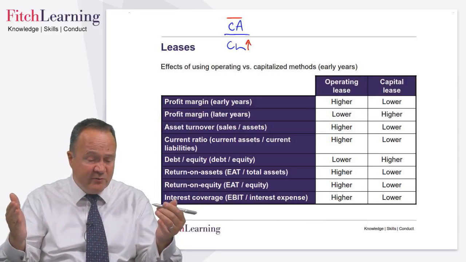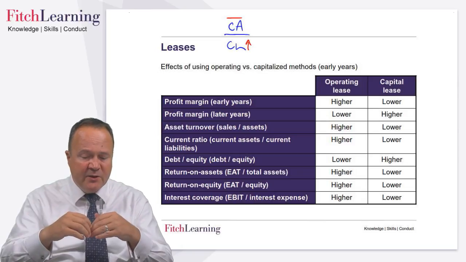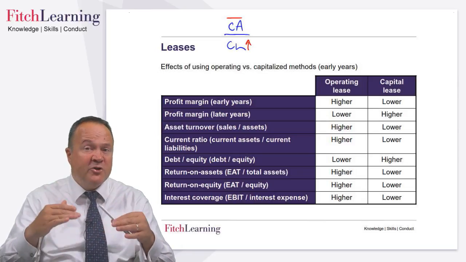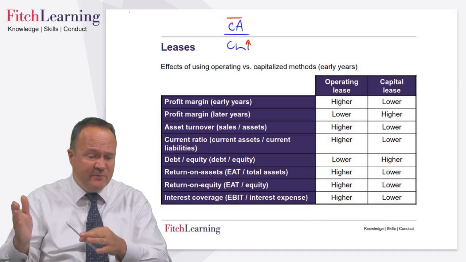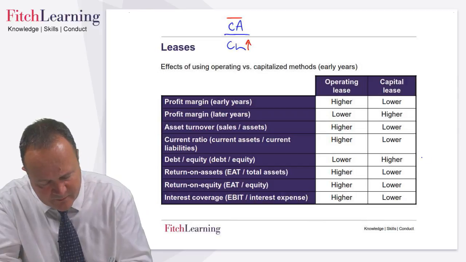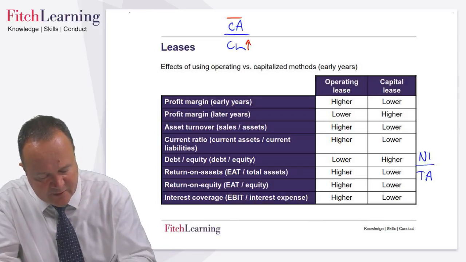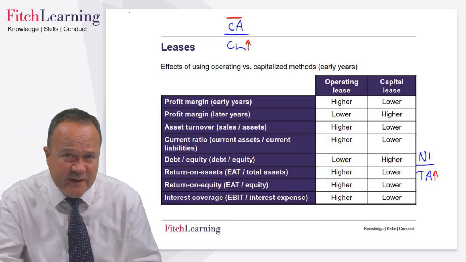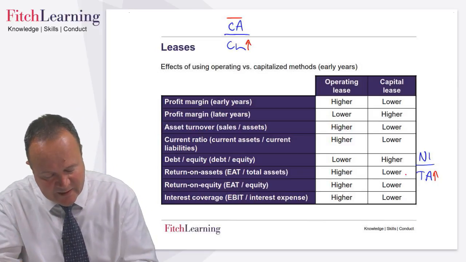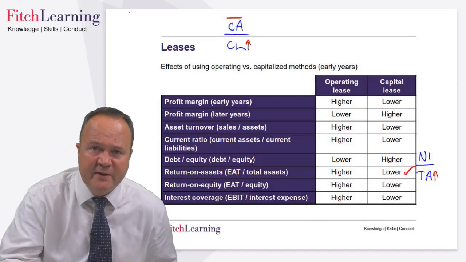Return on assets, you've got lower net income, true, but the big effect there is on the assets. You have much higher assets with a finance lease. So your denominator is the main effect here, higher assets. Net income is a little bit lower, but I would focus on the assets to get lower return on assets.